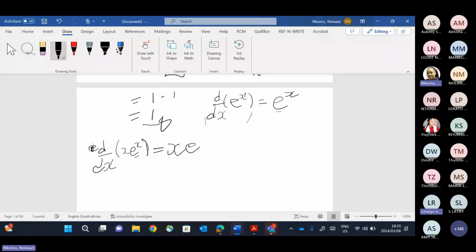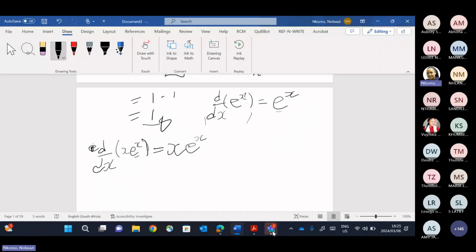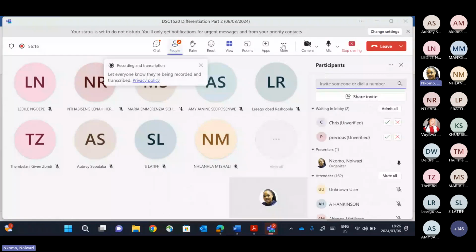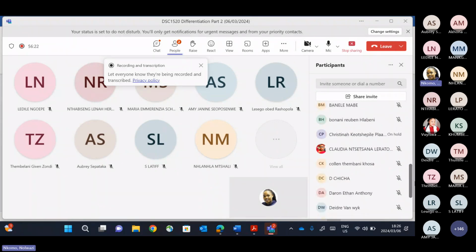Please unmute your mic. Please mute your mic. And there will be those who just log in and then be away from their laptops or phone and do something else. You forgot that you did not mute your mic.